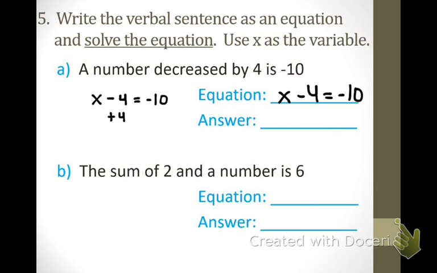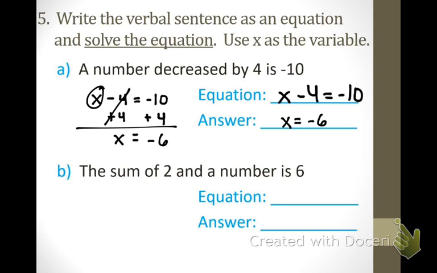Remember, step number 3 had told us what you do to one side, you must do to the other side. So what happens to the minus 4 and the plus 4? They cancel out, and I'm left with plain old x. Now, to find my answer, negative 10 plus 4. Same sign, add the numbers, keep the sign. Different sign, subtract the numbers, and take the sign of the larger number. So what is negative 10 plus 4? Negative 6. So whenever you are writing down what your answer is, we know that x equals negative 6.